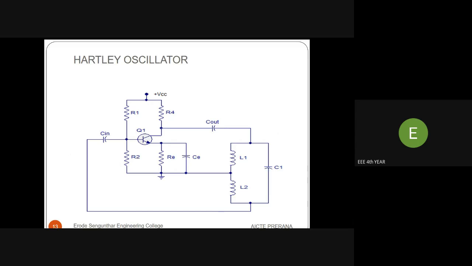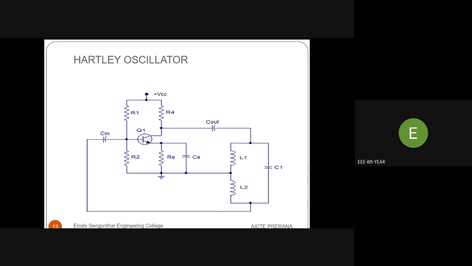The amplifier circuit is a normal common emitter BJT amplifier. The BJT amplifier gives a 180-degree phase shift between its input and output, always. The feedback circuit consists of two inductors and one capacitor. In the feedback circuit, the two inductors are connected in parallel to the capacitor.